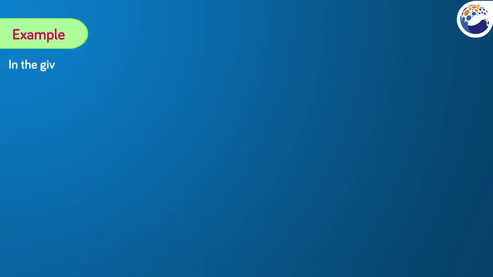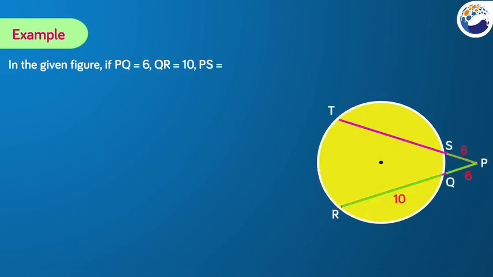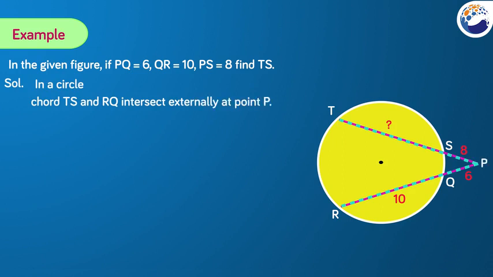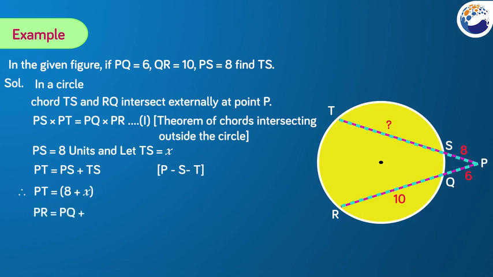Example: in the given figure, if PQ is equal to 6, QR is equal to 10, PS is equal to 8, find TS. Solution: in a circle, chords TS and QR intersect externally at point P. PS into PT is equal to PQ into PR. Equation 1, theorem of chords intersecting outside the circle. PS is equal to 8 units and let TS be equal to x. PT is equal to PS plus TS, therefore PT is equal to 8 plus x. PR is equal to PQ plus QR, PR is equal to 6 plus 10, PR is equal to 16.